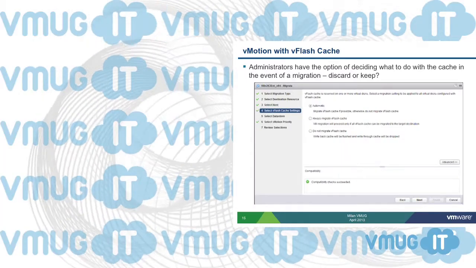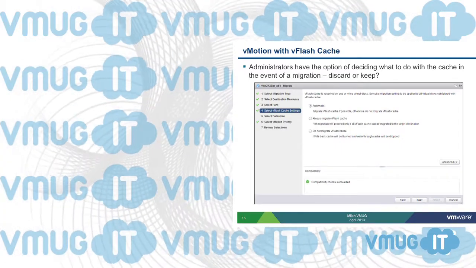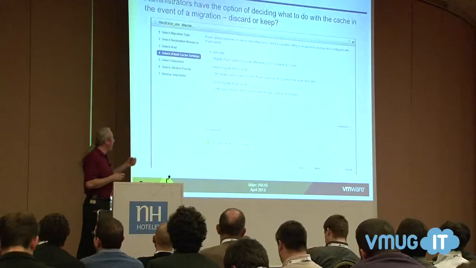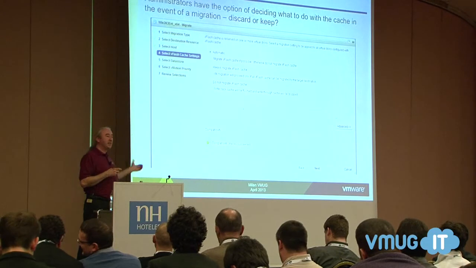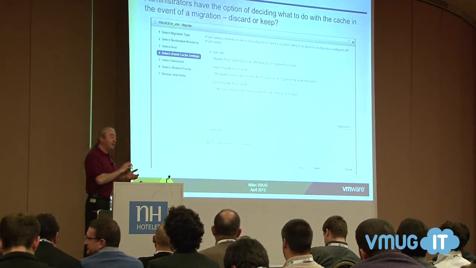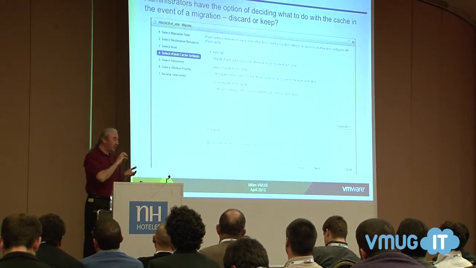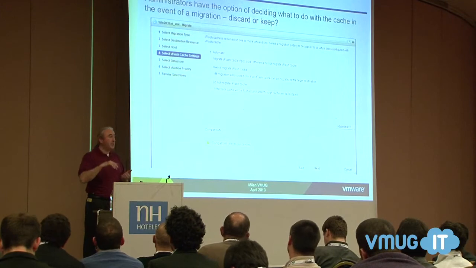So the one nice thing about it is that it's fully functional with core vSphere features like vMotion, the RSHA. What you can decide to do is when you do a vMotion operation, it will give you the opportunity of keeping the cache with you. So you can actually migrate the cache along with the data, which means that your virtual machine is already warmed up from a caching perspective when it reaches its destination.